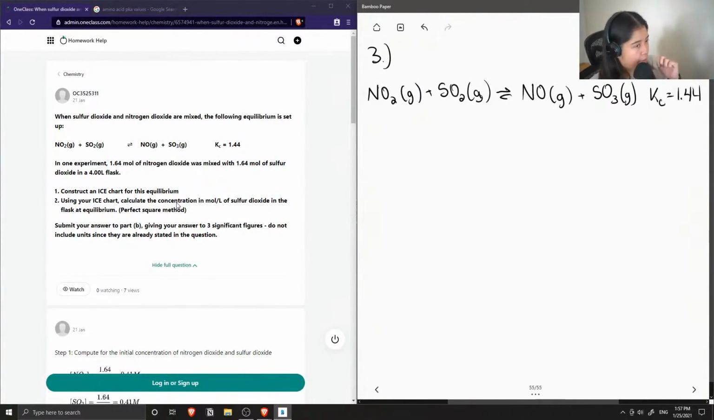In one experiment, 1.64 moles of nitrogen dioxide was mixed with 1.64 moles of sulfur dioxide in a 4-liter flask. Step 1 is to construct an ice chart for this equilibrium. Step 2, using your ice chart, calculate the concentration in moles per liter of sulfur dioxide in the flask at equilibrium. Submit your answer to part B, given your answer to 3 significant figures. Do not include units since they are already stated in the question. Okay.